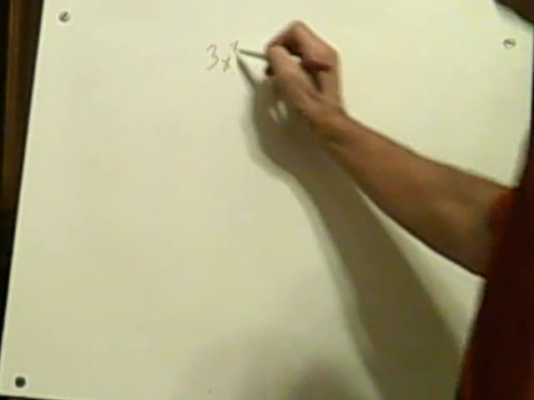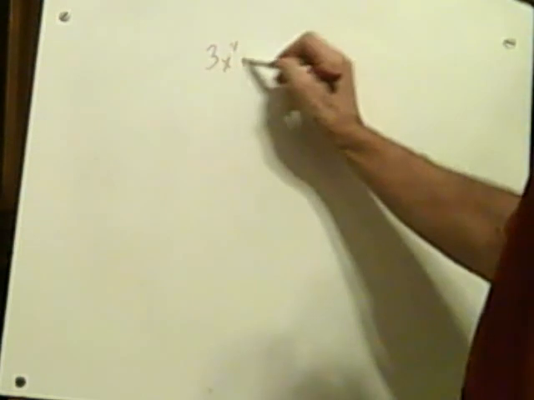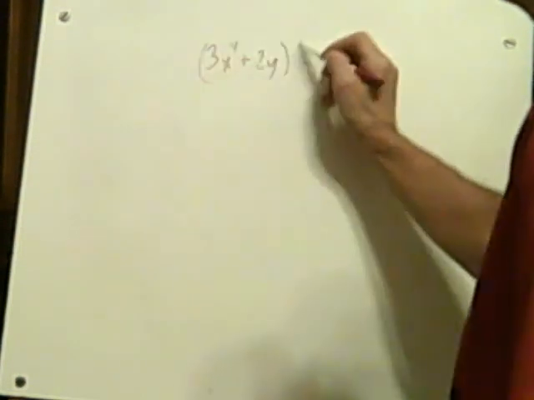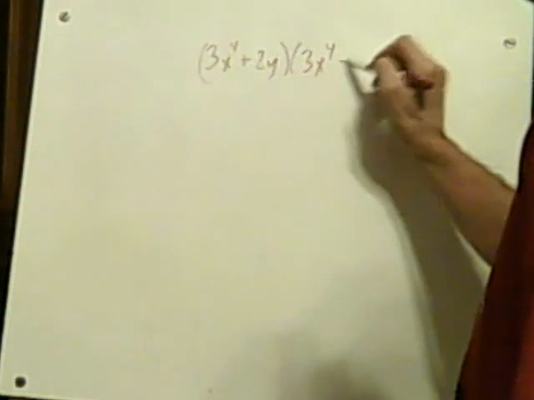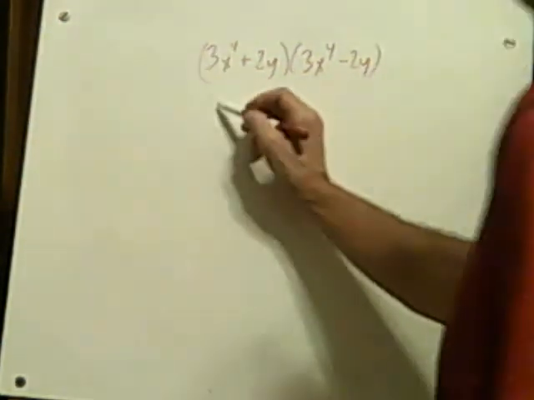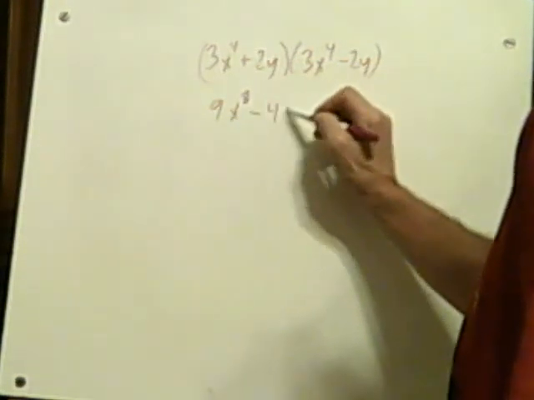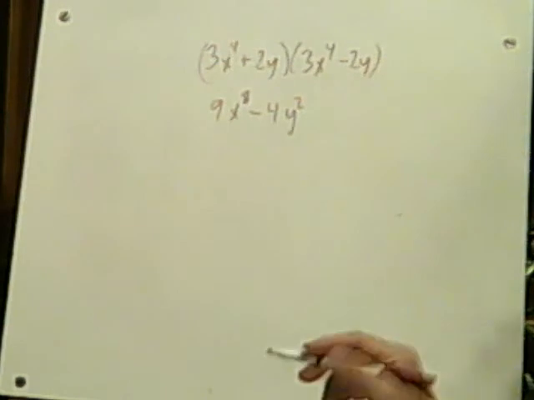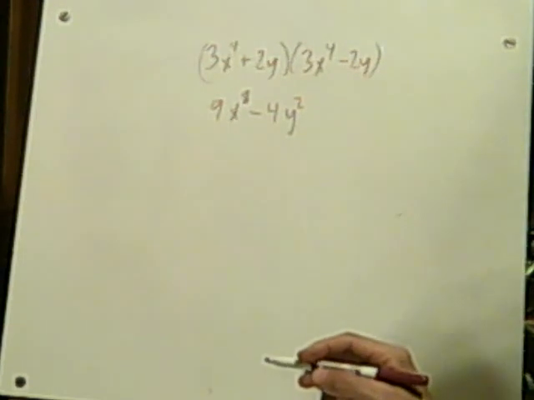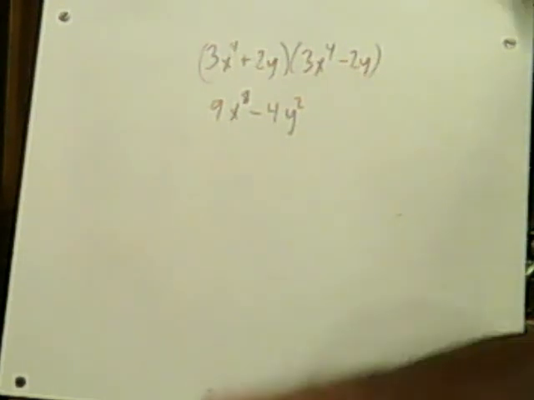Okay. Now let's go to 54. 3x to the 4 plus 2y times 3x to the 4 minus 2y. Okay, so this is going to turn out to be the difference of two squares. 9x to the 8 minus 4y squared. Okay. Now let's go to 56.